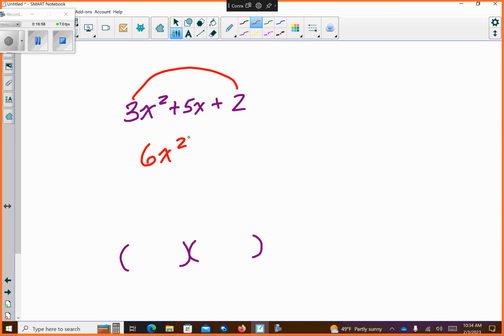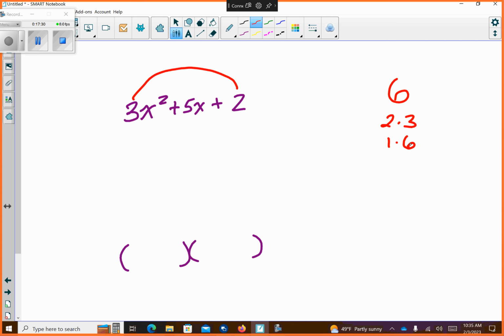Okay? So, all I want is I just want the 6. That's all I want right now. Now, we have to think about this. What times what gives me 6? 2 times 3. What else as whole numbers would give me 6? What's the most obvious? 1 times 6. Do you agree that 2 times 3 and 1 times 6 gets me 6?